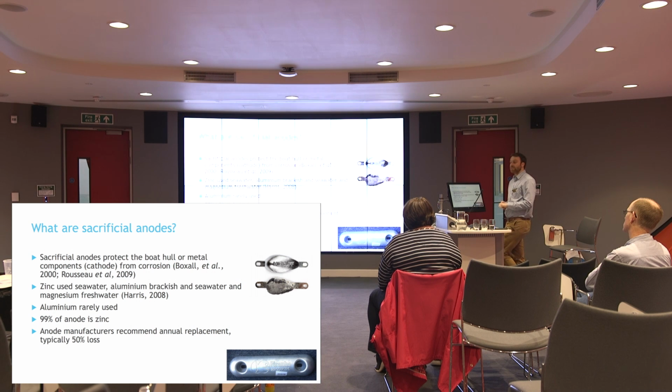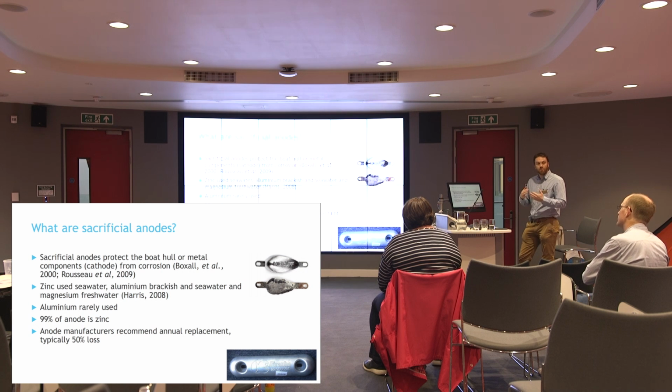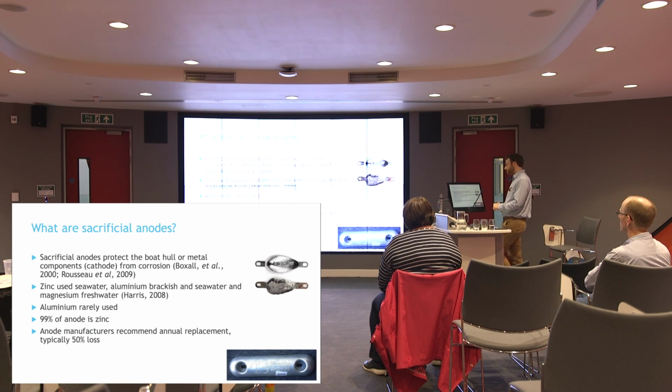So zinc is used in seawater, aluminium is used in brackish water and can also be used in seawater, and magnesium is used in freshwater. At the current time, aluminium is rarely used, because boat owners have always used zinc in the past and therefore still tend to use zinc. 99% of a zinc anode is made of zinc, so if these anodes corrode, they are releasing significant proportions of zinc to the estuarine environment.